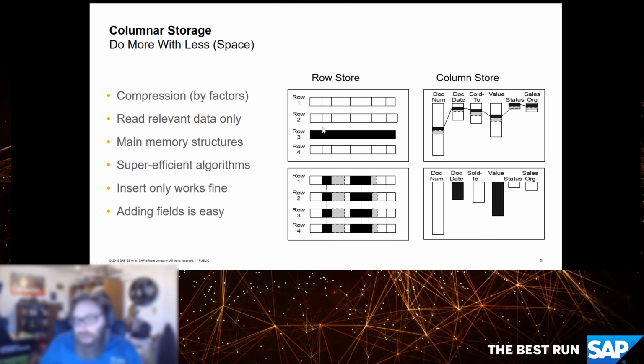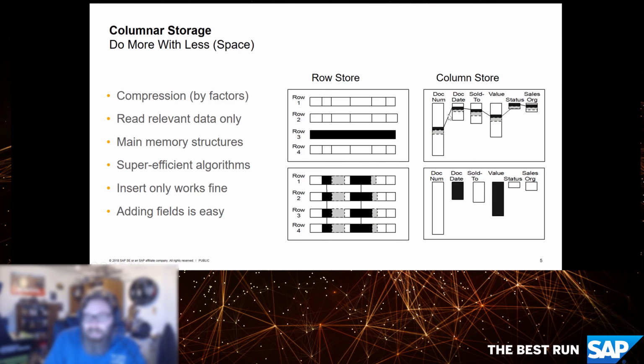Now, this does mean that when I do want a single row, say I do select single star for row 3, I have to build a virtual row. So this is where the in-memory part makes columnar storage possible. I mean, it was possible in the past, even on disk store, but it wasn't terribly feasible because of this problem, having to create virtual rows.